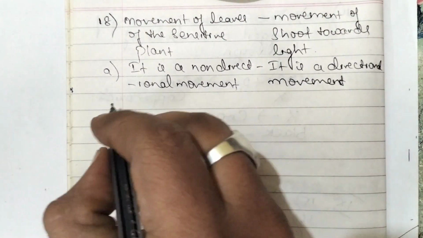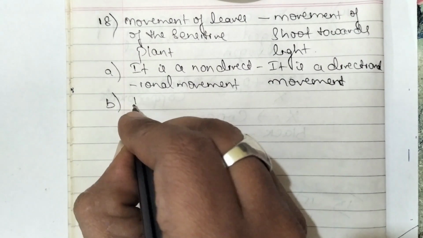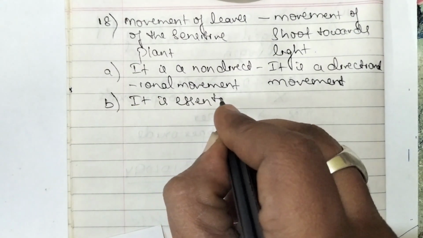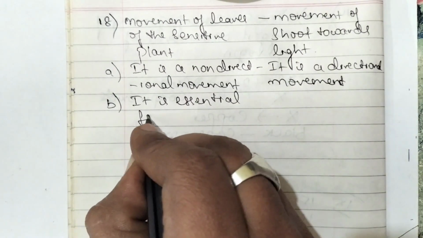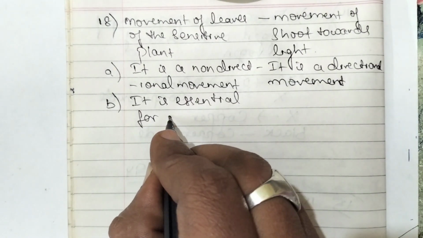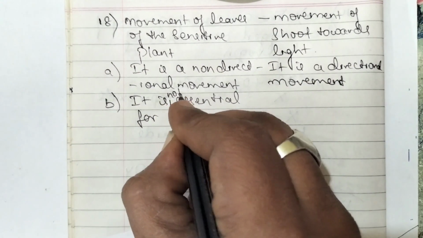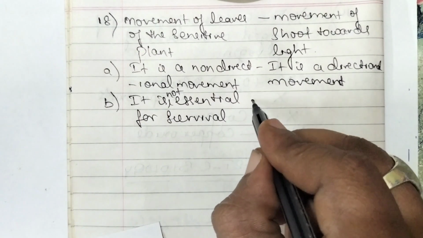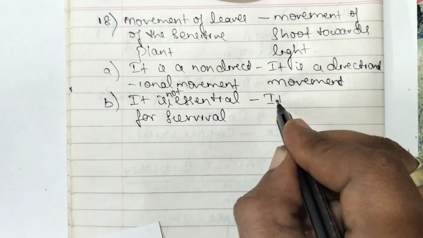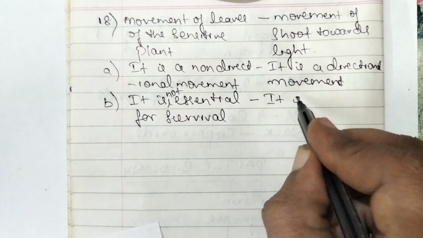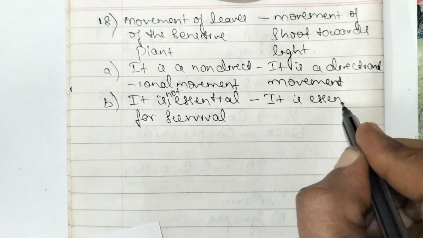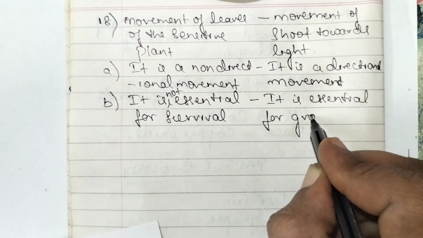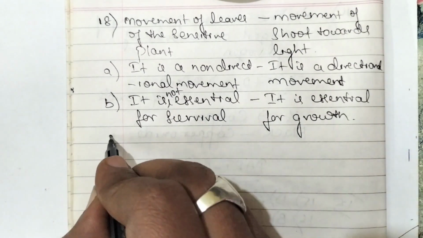Then the second difference between them is that closing of leaves is not essential for survival. The leaves closing and its survival are not dependent. But the shoot moving towards sunlight is essential for growth. This is the second difference between them.